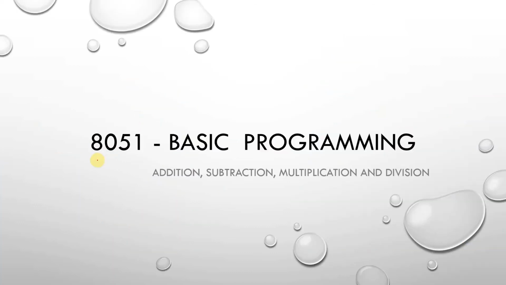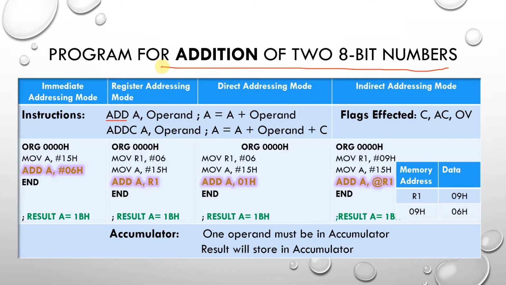Now after discussing the addressing modes of 8051, the next part of the video is dedicated to the basic programming of 8051 in assembly language. The programs we are going to discuss are addition, subtraction, multiplication and division. Now the first program is addition of two 8-bit numbers. The instructions for addition of two 8-bit numbers are ADD and ADDC.